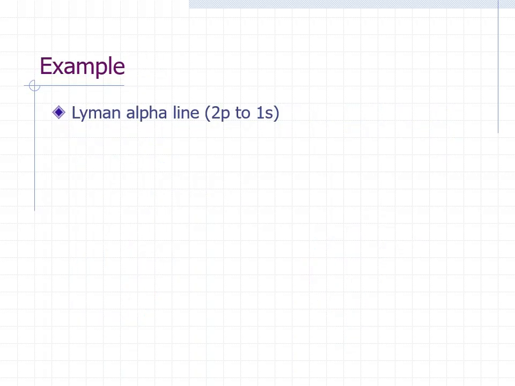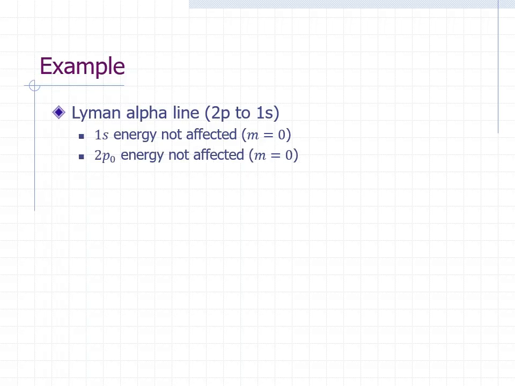Let's take a look at the effect of an external magnetic field on the Lyman alpha line of hydrogen. The transition from 2p to 1s corresponds to the Lyman alpha line at around 121 nanometers. For s orbitals, quantum number m is 0, and the orbital motion of the electron does not lead to a magnetic dipole moment. The energy of an electron in the 1s orbital will not be affected. But in the 2p subshell, the energy of an electron would now depend on which orbital it's in. For m equals 0, the z component of the magnetic dipole moment is 0, and the energy is not affected by an external magnetic field. Therefore, the energy of an electron in the 2p0 orbital will not be affected.